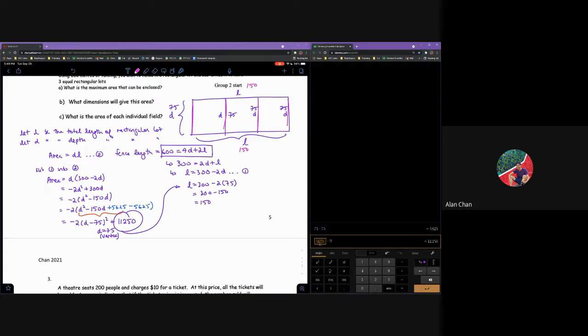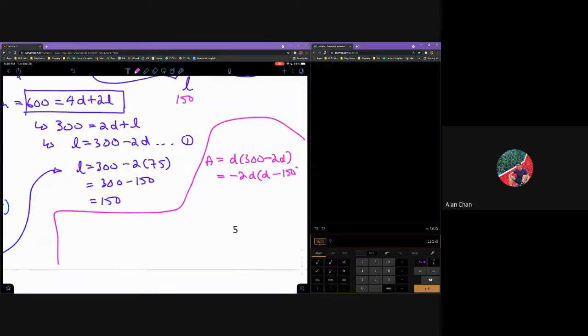Now, as I mentioned, I wanted to also show you how I could solve for d equal to 75 by using the factor method, aka finding the midpoint between the two zeros. And I'm going to do it over here. So we had the area is equal to d times 300 minus 2d. I'm just going to rearrange this, and I'm going to factor out a minus 2 from this beast over here. So this just turns into minus 2d.